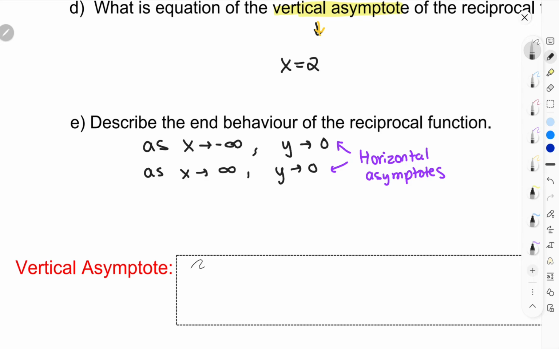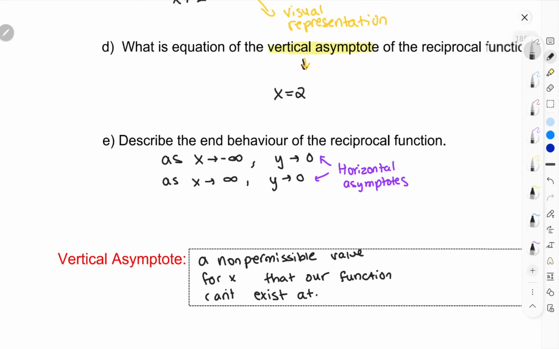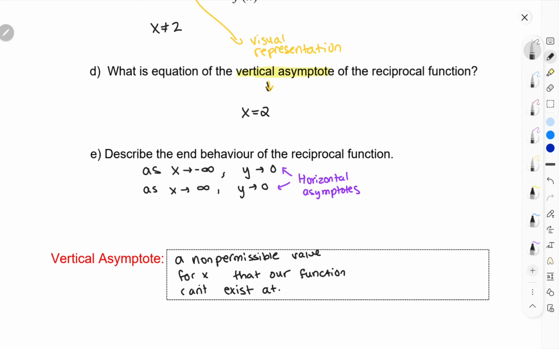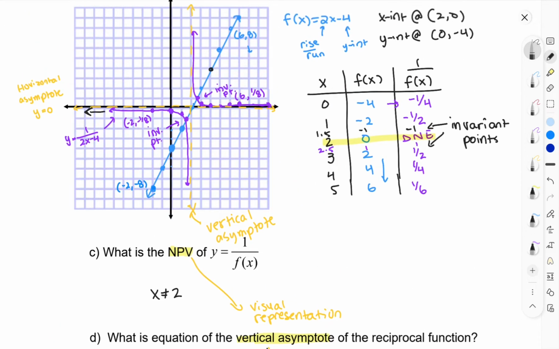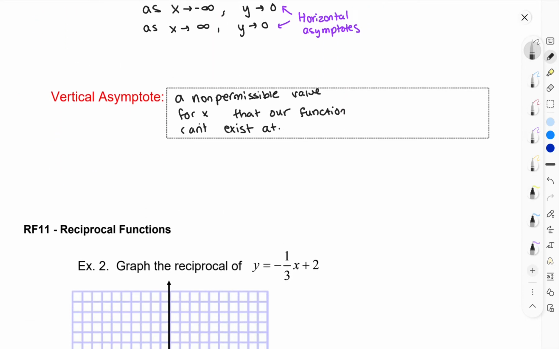So what a vertical asymptote is, it's a non-permissible value for x that our function can't exist at. So that's our first reciprocal function. We're going to analyze a lot of these, mostly graphically, because we've already done our rational functions unit.